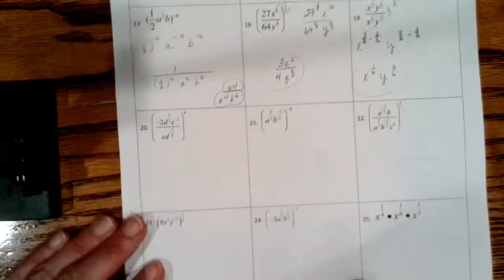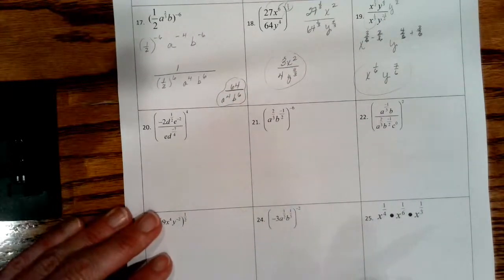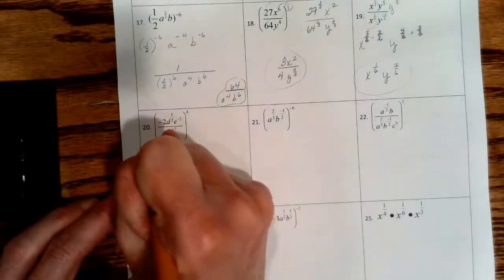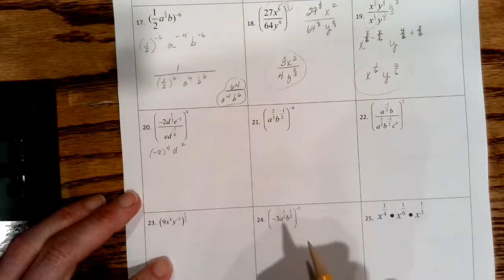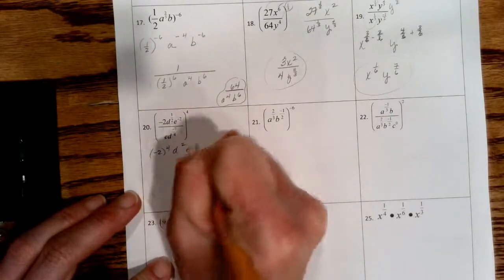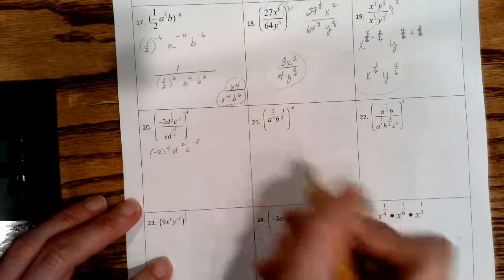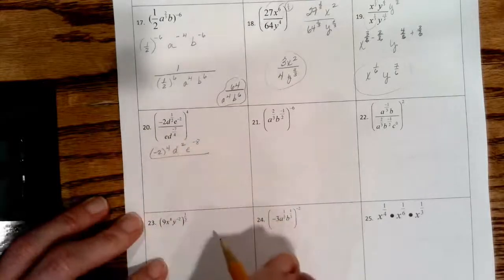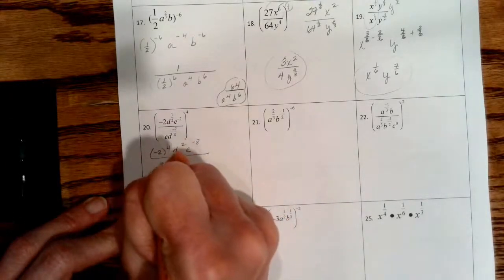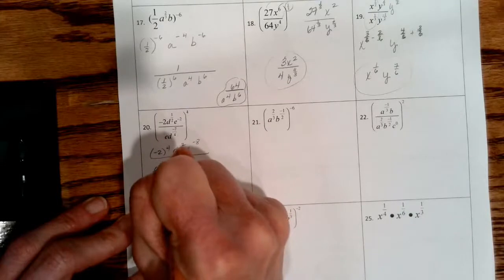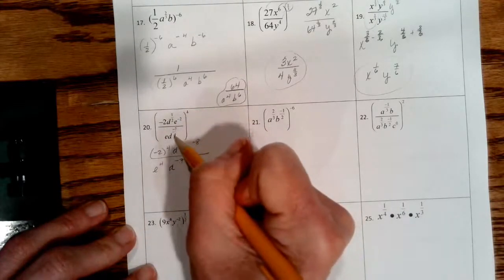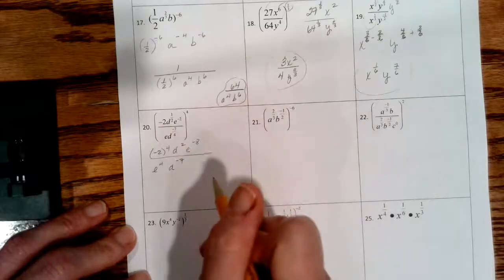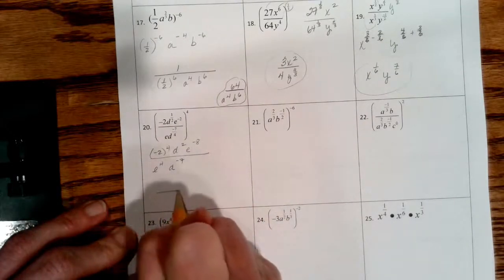Alright, let's take a look at 20. If I'm going to take this to the 4th power, that's going to be negative 2 to the 4th power. This becomes d squared, and this becomes e to the negative 8th power. We're going to move him down. e to the 4th, and this becomes d to the negative 7th, because this 4 and this 4 are going to cancel out. Okay, let's put everybody where they belong.